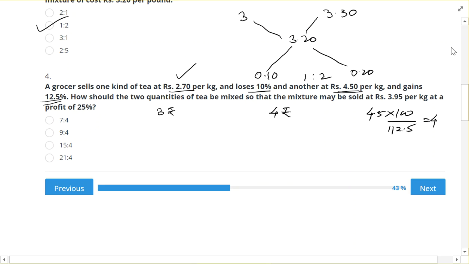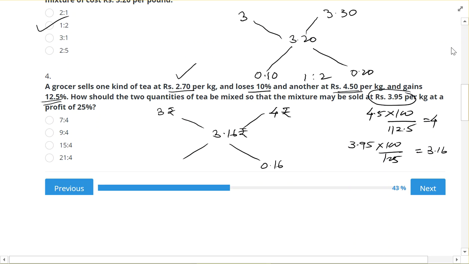The mixture is sold at 3.95 per kg at a profit of 25%. 3.95 into 100 upon 125, that is 3.16. So 3.16 is the cost price of the mixture. Now it is very easy for us. This is 0.16, this is 0.84.